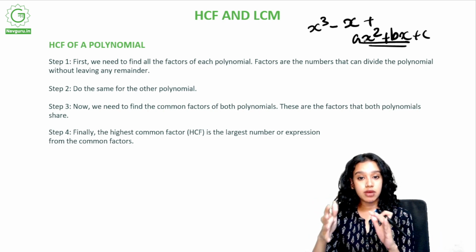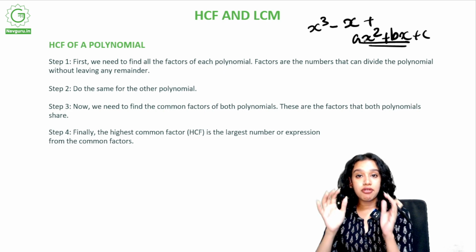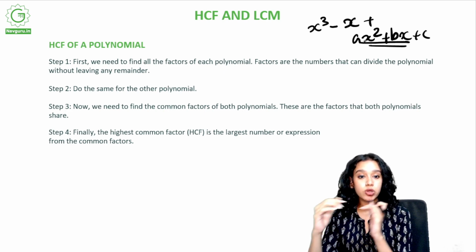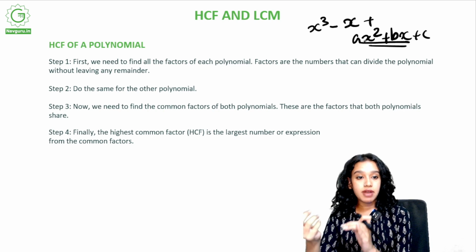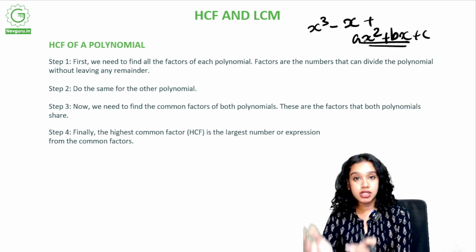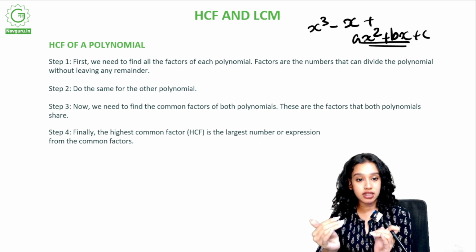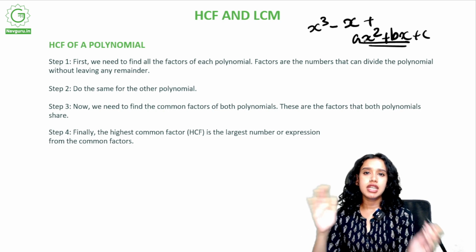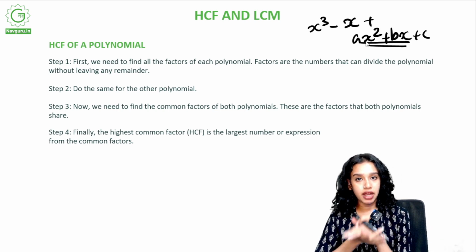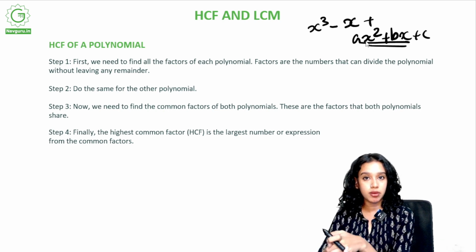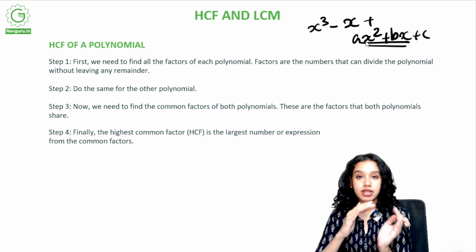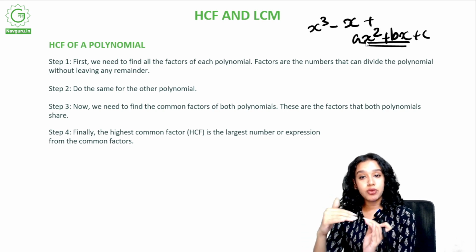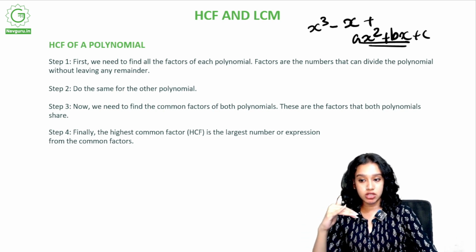Then, we'll do the same for the other polynomial. Now, we have to find the common factors in both of these polynomials. These are the factors that both polynomials share. Now we find the highest common factor in both of these, and that gives us the HCF of a polynomial. It's basically the same as what we do in the prime factorization method with numbers. So instead of numbers, we'll have polynomials here and we'll find the highest common factor amongst them.